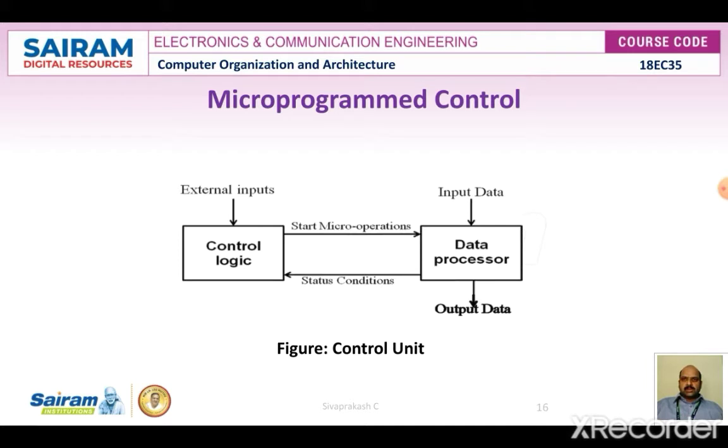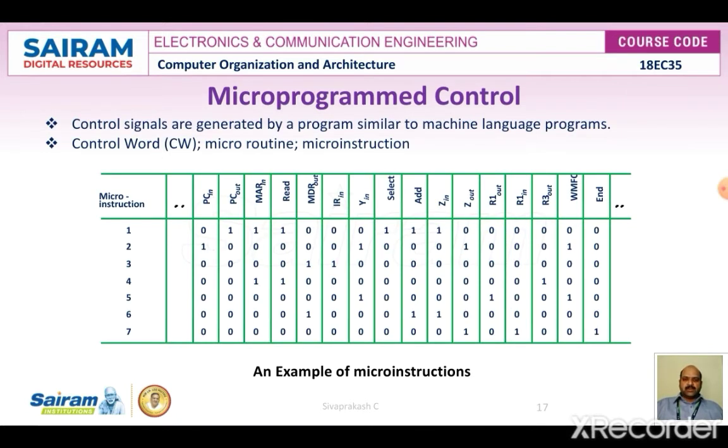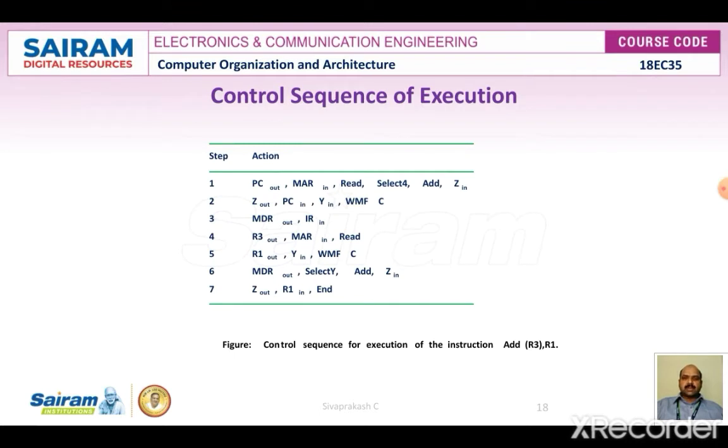Here, the control signals required inside the processor can be generated using a control step counter and a decoder circuit, which have already been discussed in the hardware control process. Now we can discuss a small scheme consisting of microprogrammed control, in which the control signals are generated by a program similar to machine language programs. Here we have a control word consisting of micro routines and micro instructions. Let's have a small example, the control sequence.